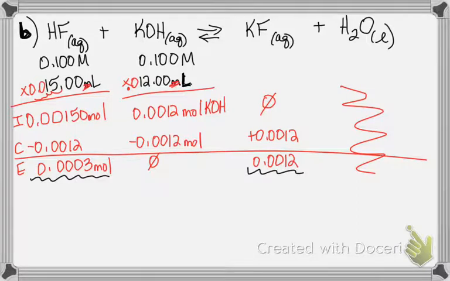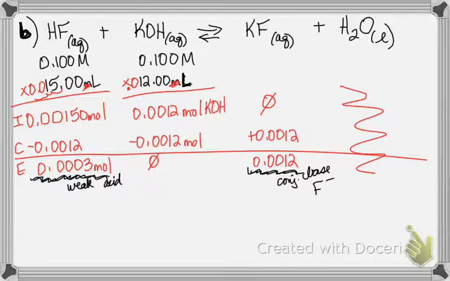What do we have here? When we add 12 milliliters of KOH to 15 milliliters of HF, both at an equal concentration, we end up with some of the HF left over because it didn't all react. But we also have some of the salt formed from this reaction. Guys, do you see that what you have left over is a weak acid, HF, and its conjugate base, because the fluoride is the conjugate base of the HF. Remember, potassium's a group 1 metal. It's a spectator ion. It's not going to matter for pH.